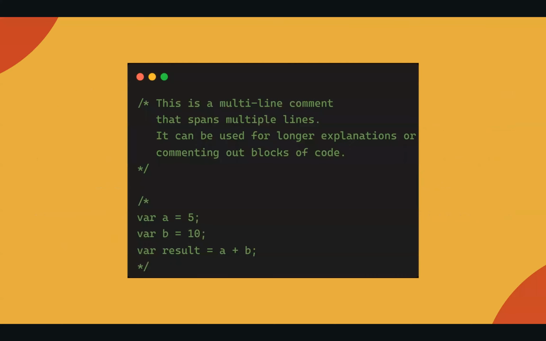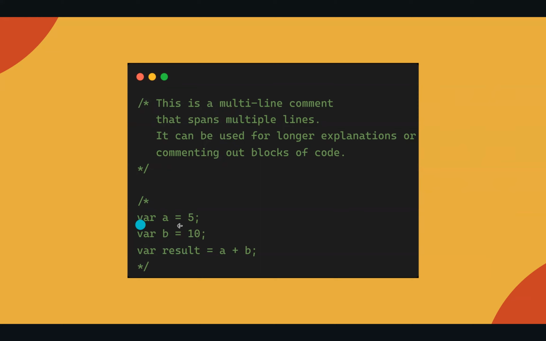So that is a single line comment. But if you want to ignore a block of code or several lines, you can provide them in between these symbols. You see that this is a multi-line comment that spans multiple lines. It can be used for longer explanations or commenting out blocks of code that I don't want to execute. This is not executable code, so I put it in between slash star and star slash.